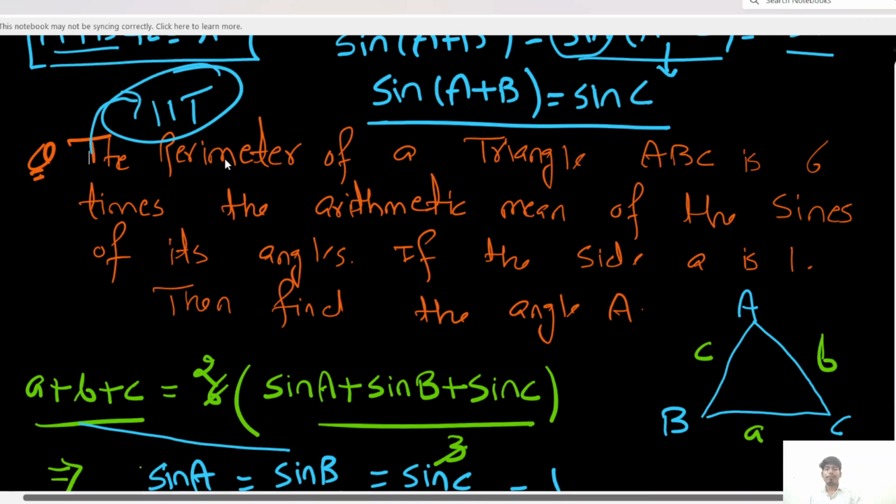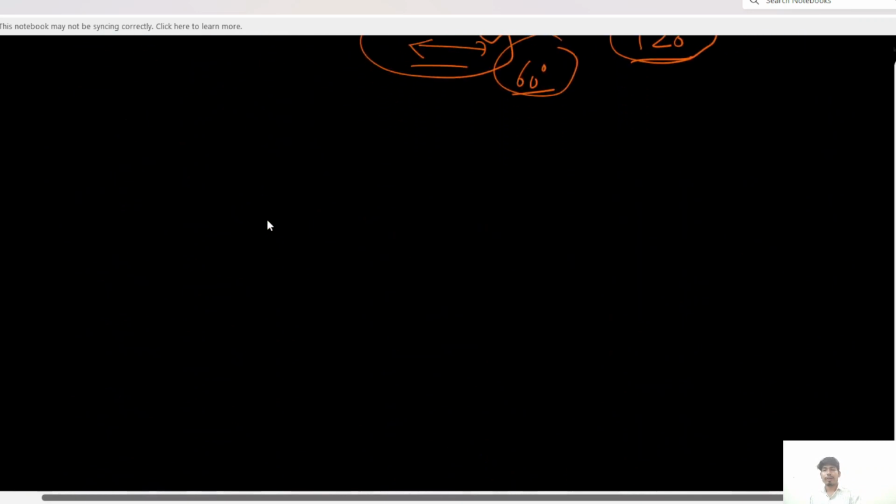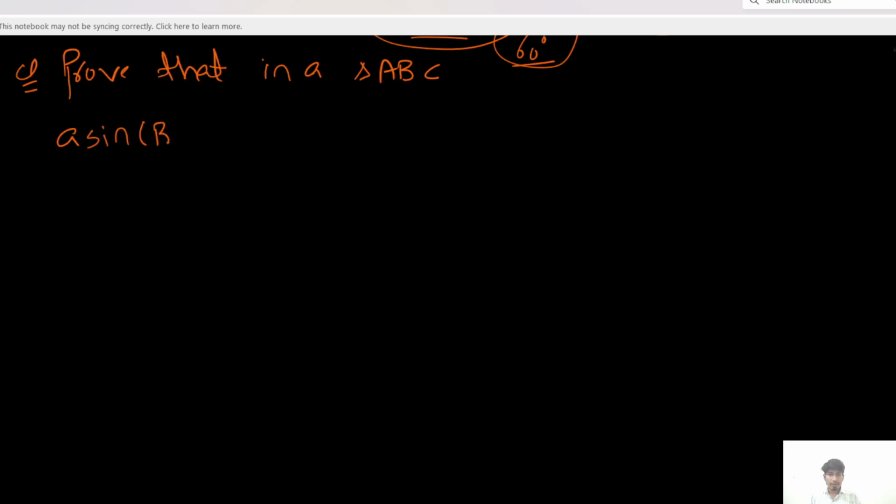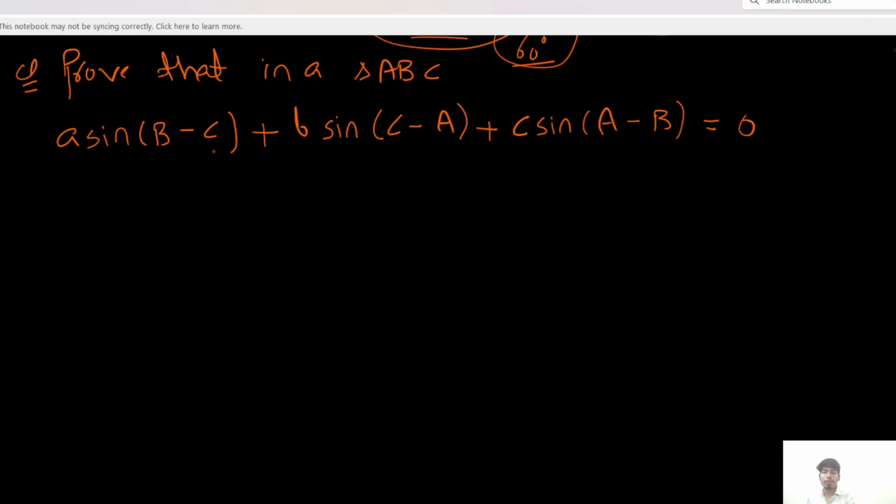Okay, then our next question is prove that. What is our next question? Next question is prove that in a triangle ABC, a sin(B minus C) plus b sin(C minus A) plus c sin(A minus B). Okay students, this we have to prove is equal to 0. Okay, we have to prove this one.